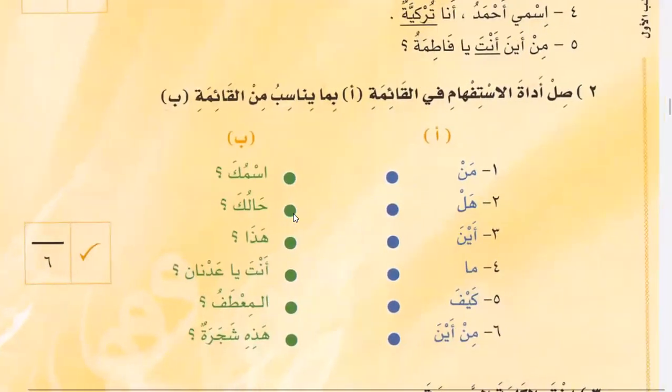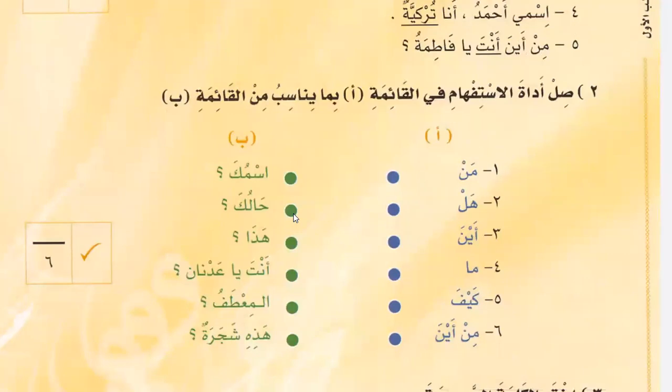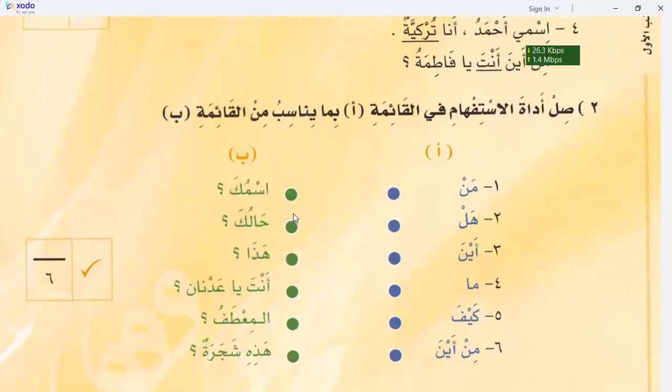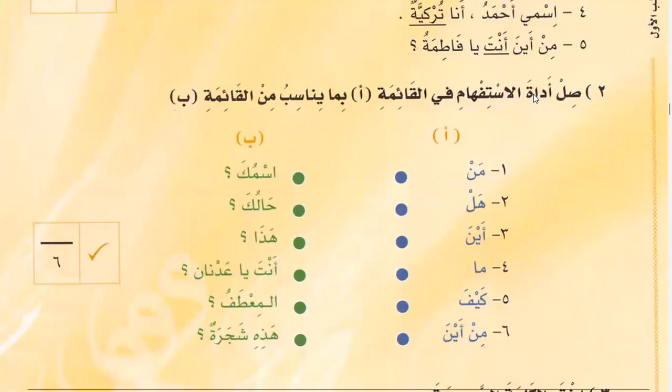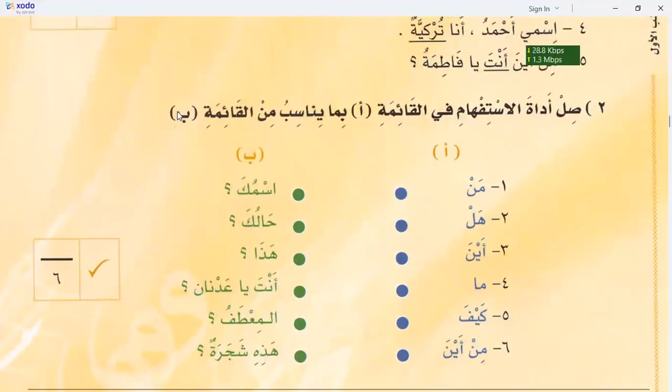صل أدوات الاستفهام في القائمة الأولى بما يناسبها من القائمة الثانية. Join the articles of interrogation in the first column to what is related in the second column.